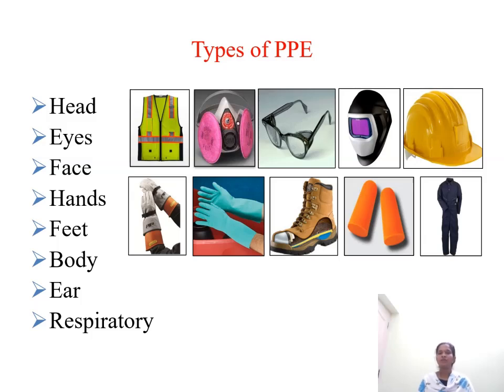There are different types of personal protective equipment. Depending upon the organ to be protected, the personal protective equipment is classified differently. The head, eyes, face, hands, feet, body, ear and the respiratory organs should be protected with personal protective equipment. Depending upon the hazard, the appropriate personal protective equipment should be selected.